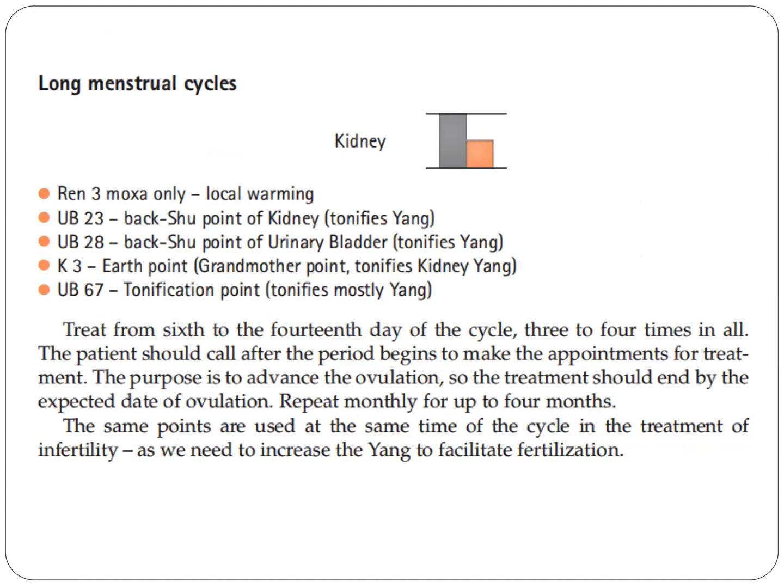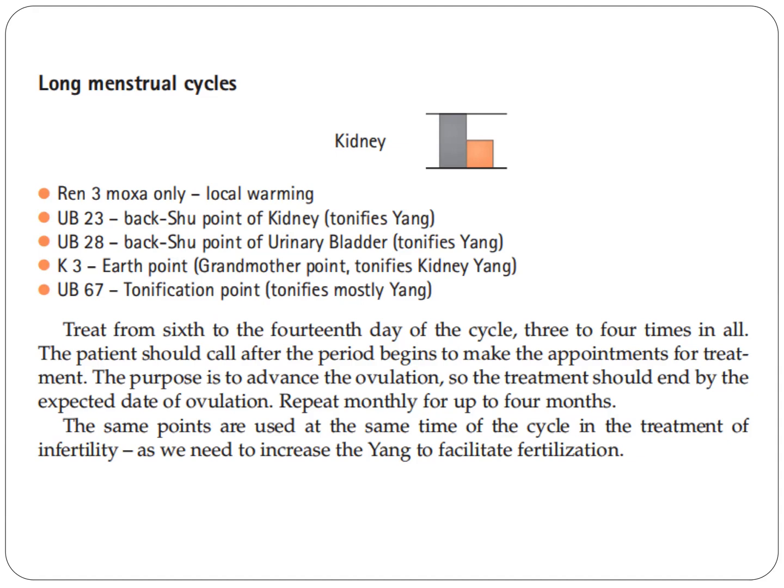Now let's go to long menstrual cycles. Treatment: Ren 3, moxa only, local warming. UB23, the back shu point of the kidney, tonifies yang. And UB28, the back shu point of the urinary bladder, tonifies yang. Kidney 3, the earth element and the grandmother point, tonifies kidney yang. And UB67, tonification point, which tonifies mostly yang. Treat from the 6th to the 14th day of the cycle. There are 3 to 4 sessions in all.